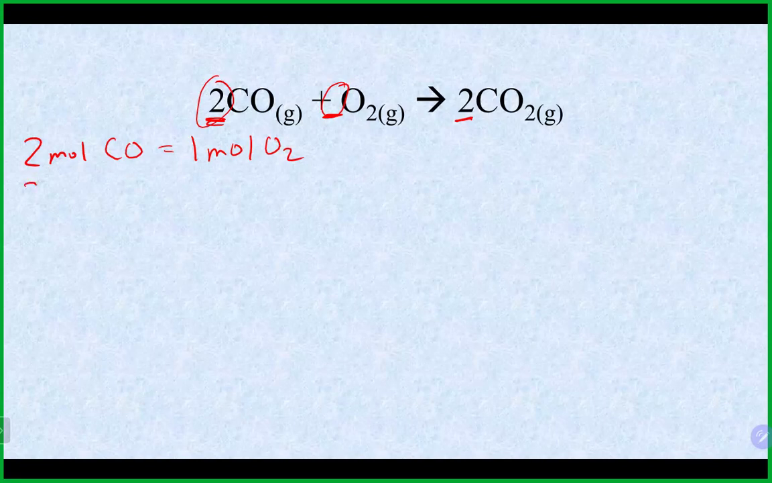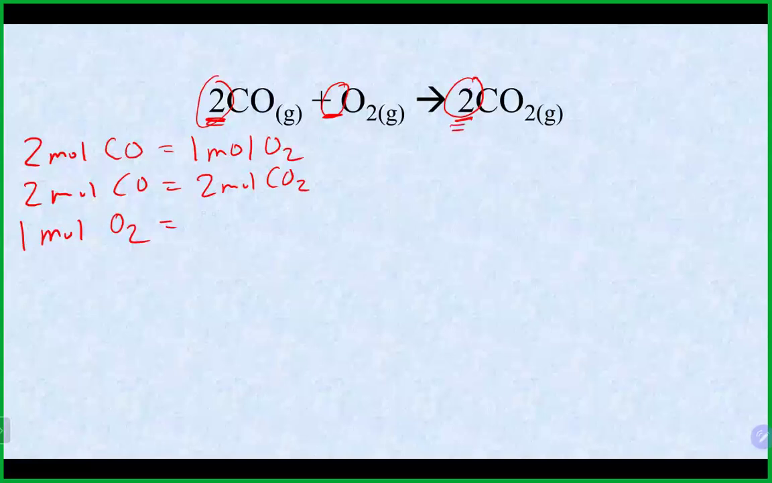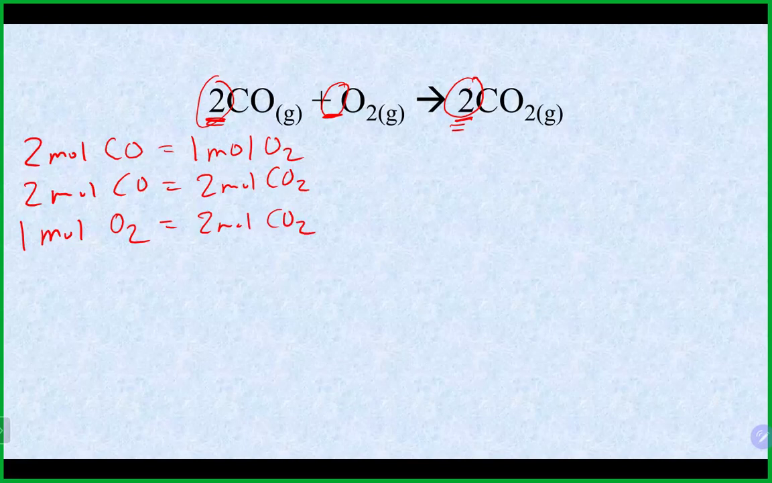I could also say for every 2 moles of CO I toss in there, I will get out 2 moles of CO2. Once again, that is just the coefficients from the balanced equation. I could also say for every 1 mole of O2 that I put in there, I will get out 2 moles of CO2. These are 3 equalities that we could get from the balanced equation.